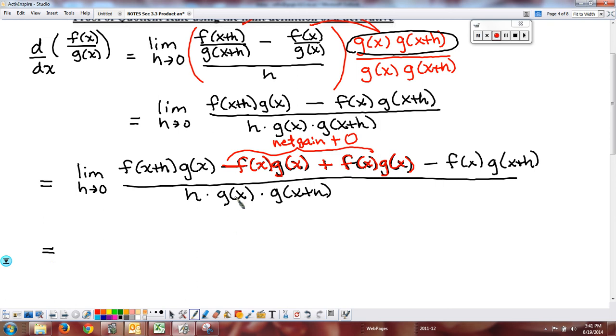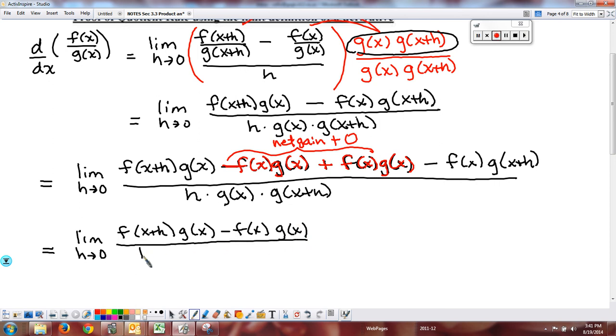I'm actually going to go ahead and use the fact that the limit of a product is the product of the limits. Well, actually, let's go ahead and rearrange these into a nicer form. So I'm going to put these two together, just like we did before. We're going to do the limit as h goes to 0. And we have the f of x plus h, the g of x, minus f of x, g of x. And I'm going to put that over the denominator, h, g of x, g of x plus h. Good thing we don't have to do this every single time because it's a lot of writing.